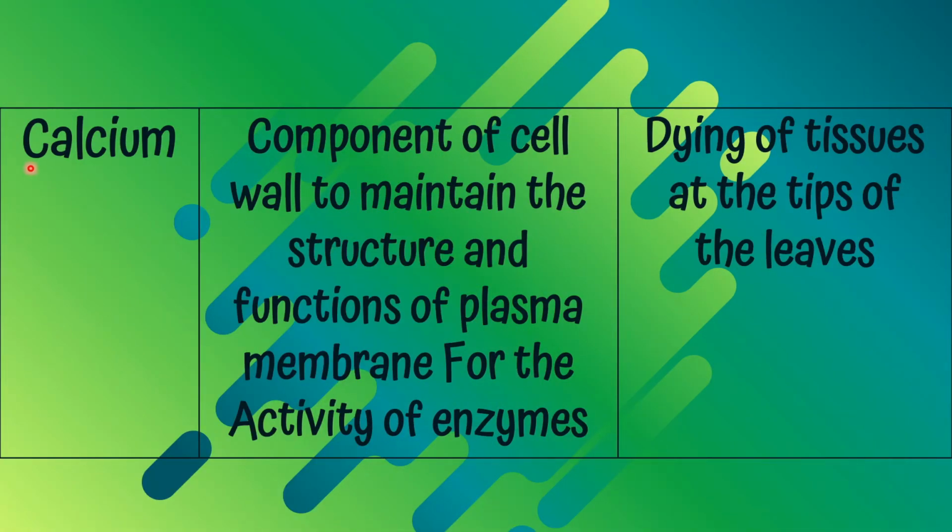Let's talk about another element, calcium. The functions are as a component of the cell wall to maintain structure, and functions of the plasma membrane for the activity of enzymes. And the deficiency symptom is dying of tissues at the tips of the leaves.